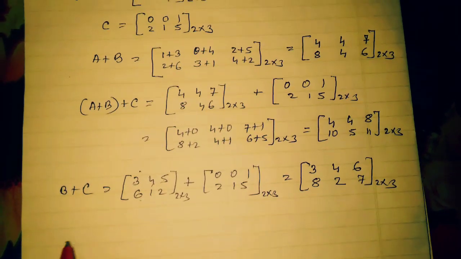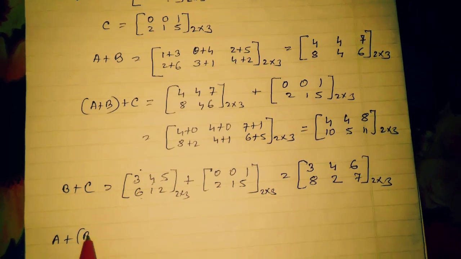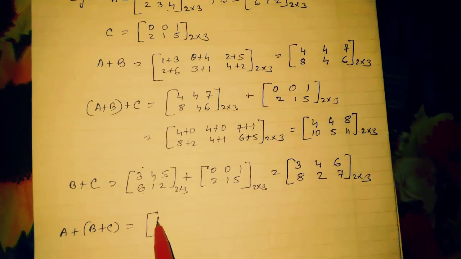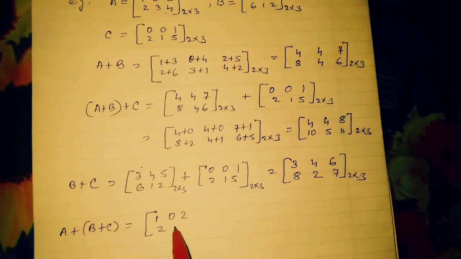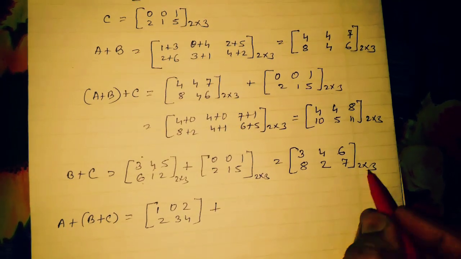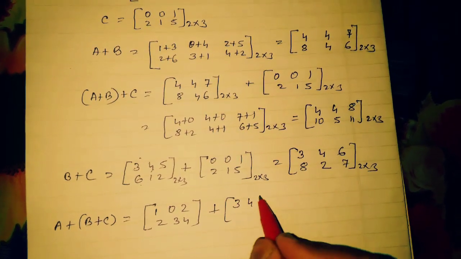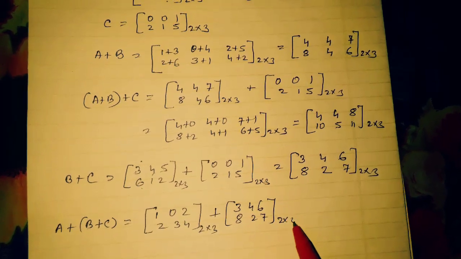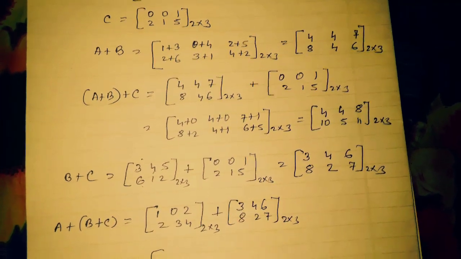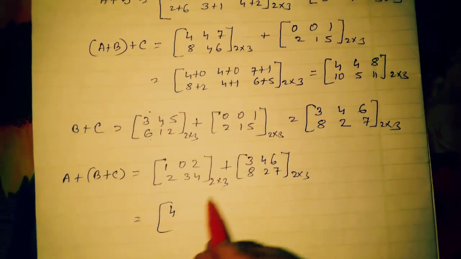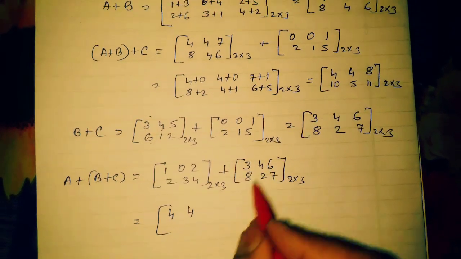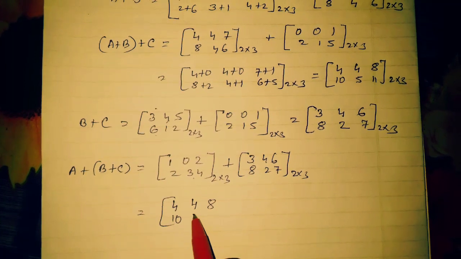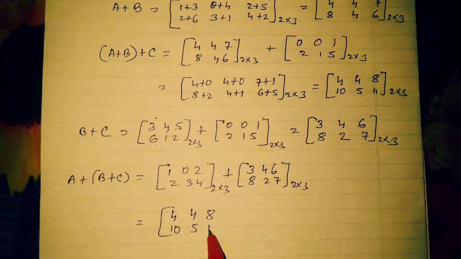Whatever result comes will be added with A. A is 1, 0, 2 and 2, 3 and 4. We add B plus C, whose values are 3, 4, 6, 8, 2 and 7. Both orders are the same. Adding directly, 1 plus 3 is 4, 0 plus 4 is 4, 2 plus 6 is 8, 2 plus 8 is 10, 3 plus 2 is 5 and 4 plus 7 is 11.